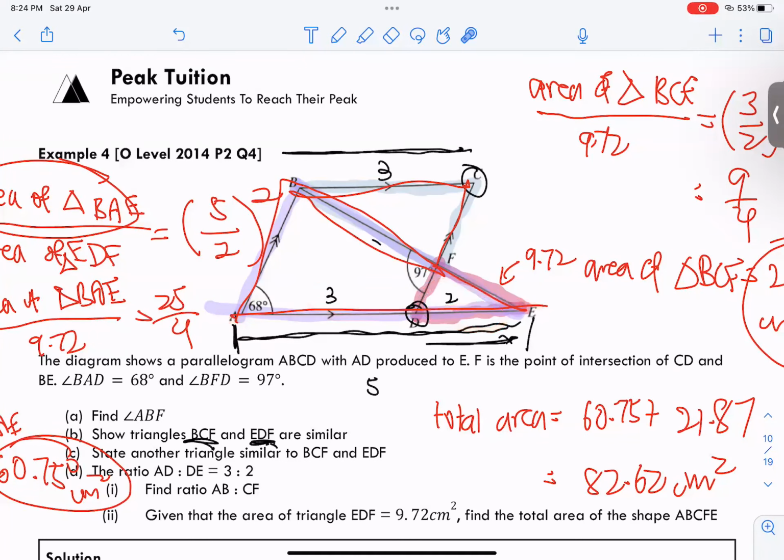Then what you do is add these two together. If you add these two together, you get the total length. Then you know this is 5 and this is 2. So for this big triangle and this small triangle, the ratio of the corresponding sides is 5 parts and 2 parts.